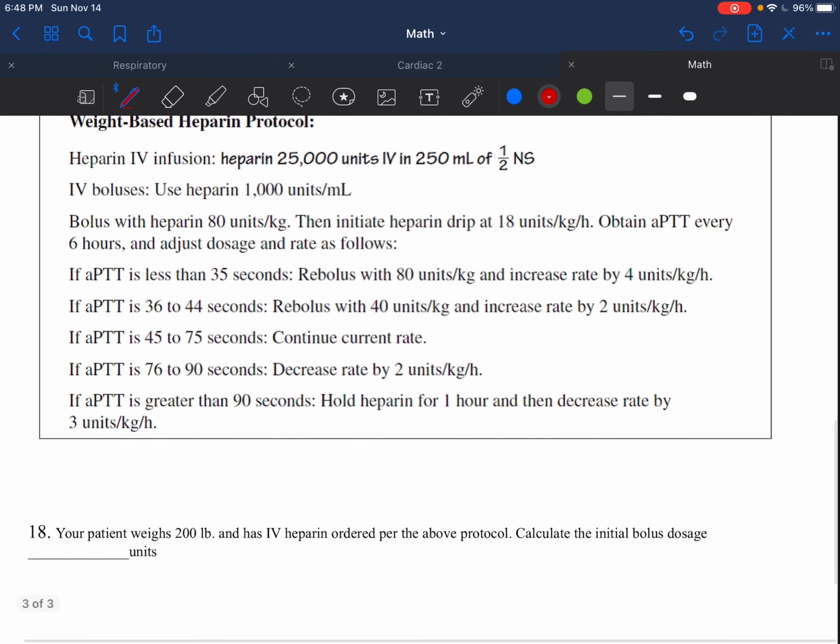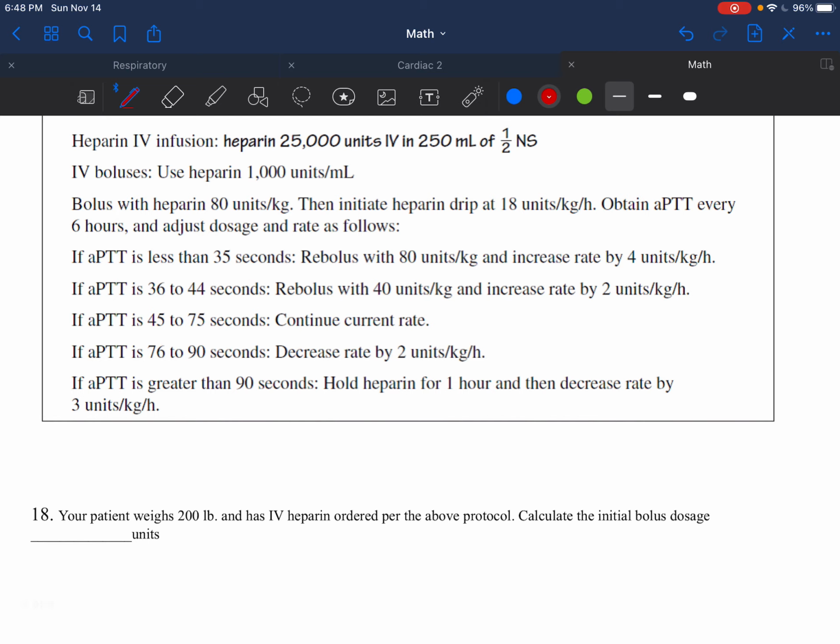So we're going to start with the first one, and it says your patient weighs 200 pounds and has IV heparin ordered per the above protocol, and it wants us to calculate the initial bolus in units. So we're going to come up to our heparin protocol in the box, and this is going to be our initial instructions right here. These first 2 things are just information on the concentration of the heparin, but this is the first instruction that it gives us. So it says bolus with heparin 80 units per kilogram.